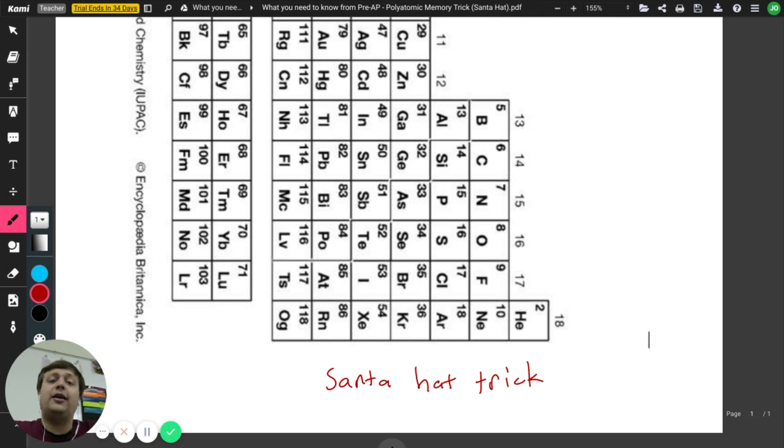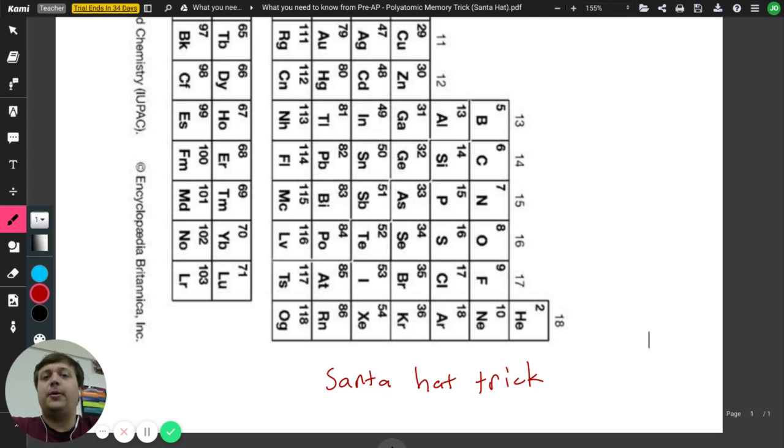For this, it doesn't cover all of your polyatomic ions. For example, ammonium or cyanide or ammonia, those are polyatomic ions that you don't necessarily see on this specific trick. But this trick is to get you moving along in the right direction with your polyatomic ions, and it does cover the majority of them. So let's get started on it.